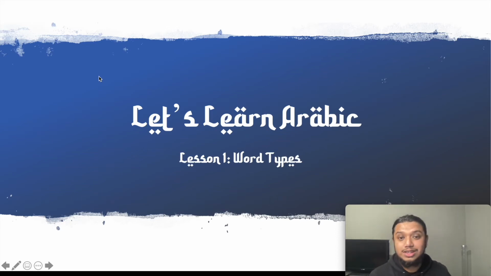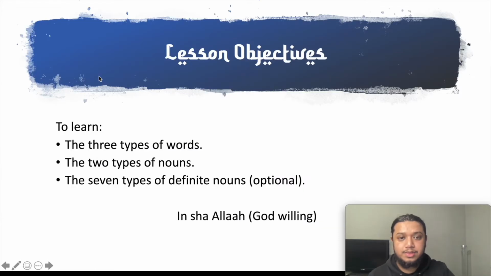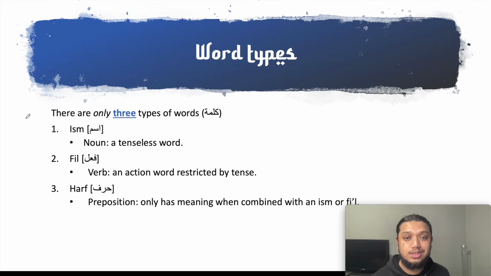Today we will start with lesson 1, word types. So the lesson objectives are to learn the 3 types of words, the 2 types of noun, and we will have an optional lesson objective which is to learn the 7 types of definite nouns, inshallah. This brings us to word types.